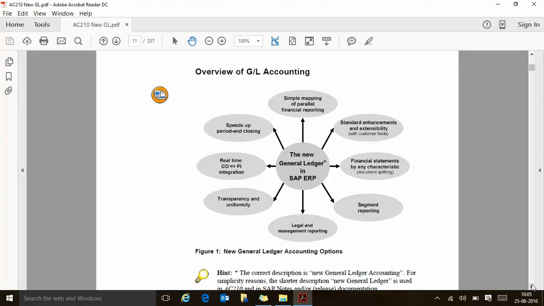For example, if I'm a US based company, I have my subsidiary in Germany and different fiscal years are followed. For example, in US I follow January to December, but in Germany I follow April to March. So that requirement can be catered by new GL because new GL offers the parallel ledger solution.